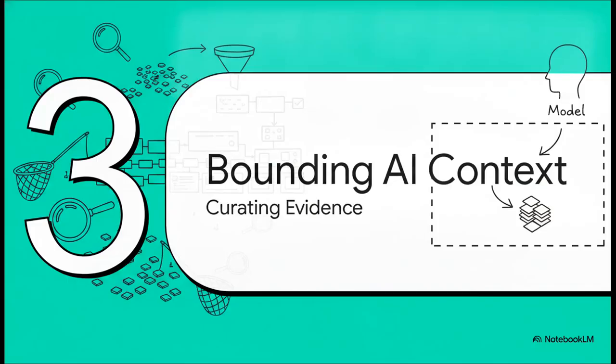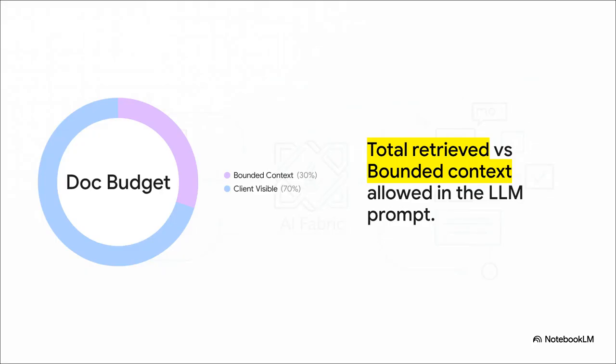So once we've successfully retrieved our evidence, we have to carefully curate and bound it before we blindly hand it over to the model. You really have to notice the strict difference between the total retrieved documents and the bounded context limit. The number of documents you might expose to a user client for them to inspect, like say in a sidebar showing the sources, is a separate, much larger budget than the strict, highest ranked subset you actually allow into the LLM's prompt context.